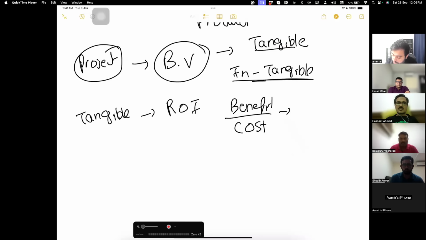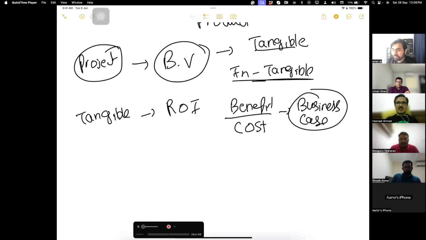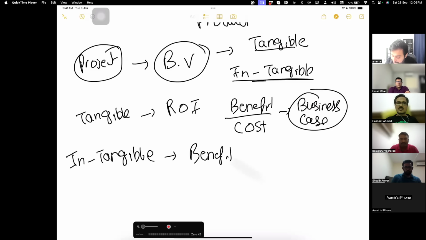This becomes part of the business case. And we have intangible. Intangible things are part of the benefit management plan. What is the benefit management plan? This will be measuring intangible things, brand recognition, things of that nature.